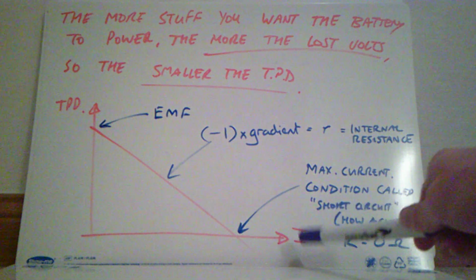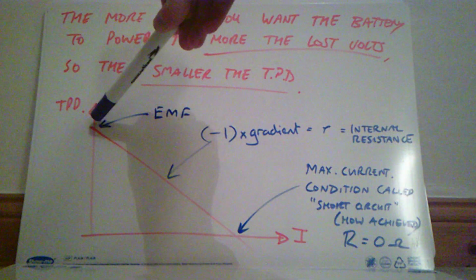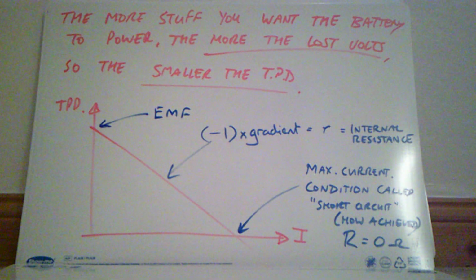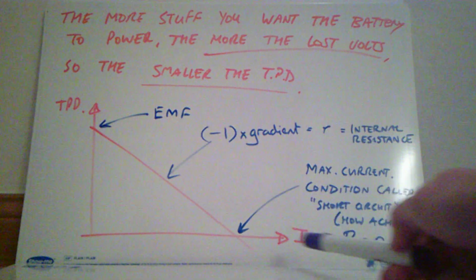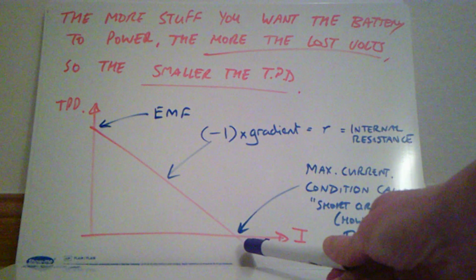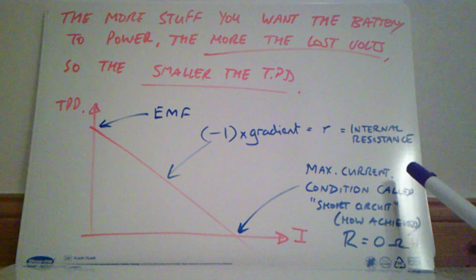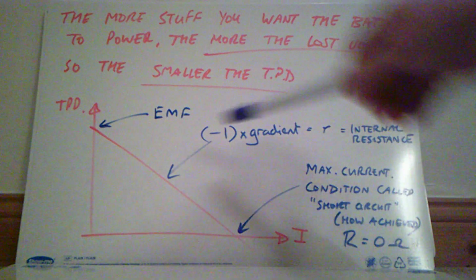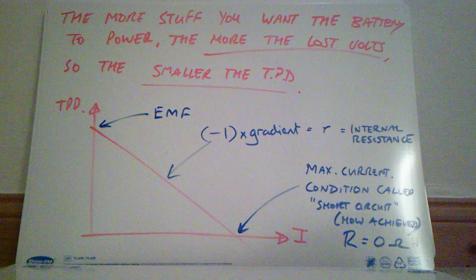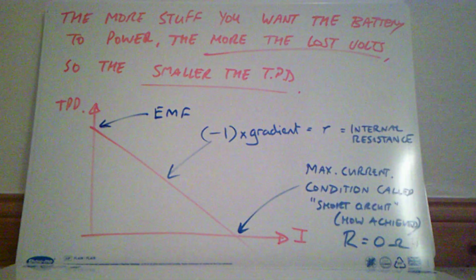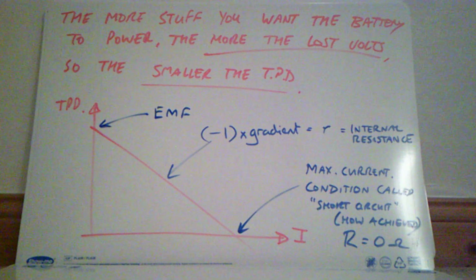When there's no current at all drawn, then nothing is lost as lost volts, and so the terminal potential difference is the same as the EMF. It's always a downward slope, and where the slope cuts the current axis, you can see that that's going to be the maximum current condition. Now in reality this slope is pretty shallow, so in reality you don't have enough space on the page to extend the current axis in order to read off this short circuit maximum current condition.